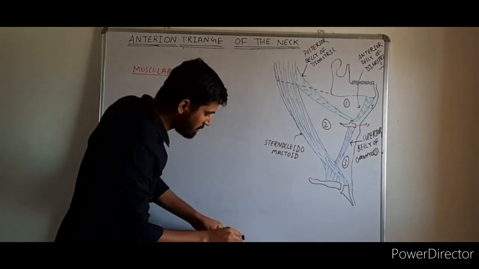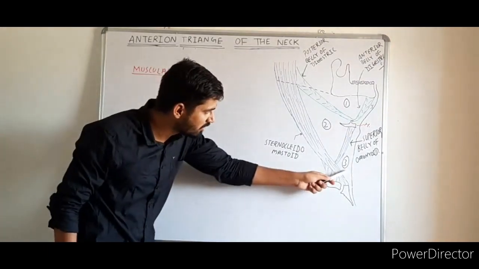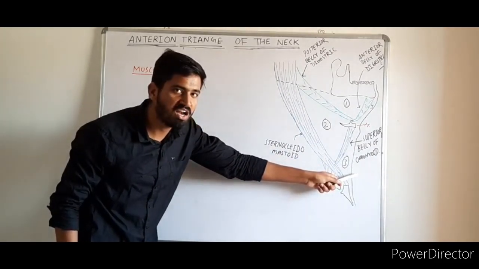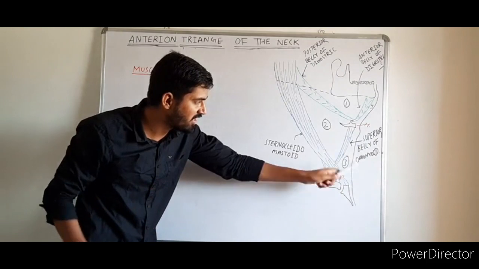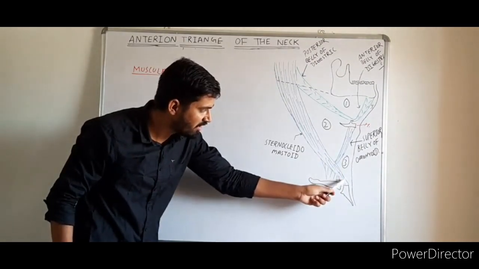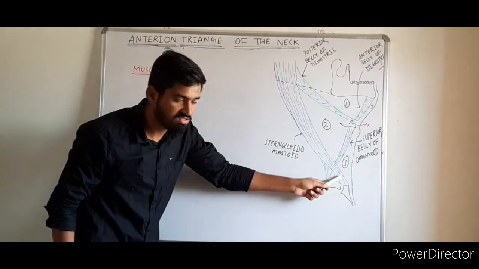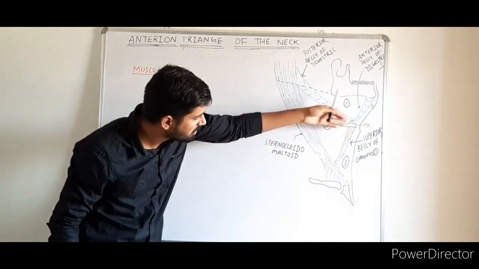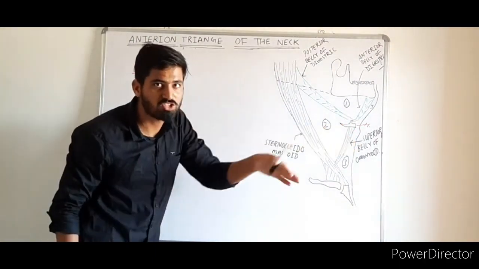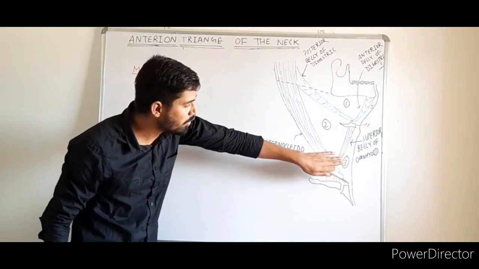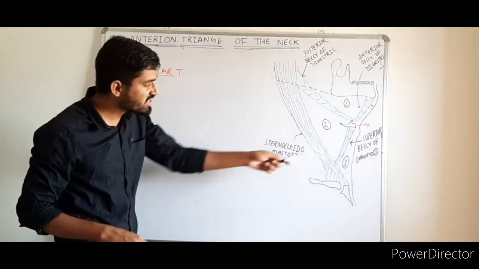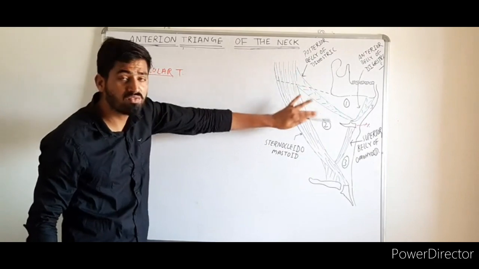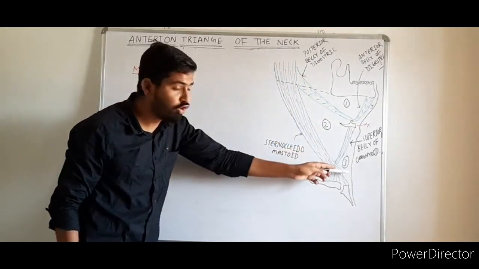What is the boundary of the muscular triangle? I am explaining from here only. Anteriorly, it is bounded by the anterior median line of the neck. Posteriorly, by the sternocleidomastoid muscle, which is the superficial muscle. Anterosuperiorly, by the superior belly of the omohyoid. That's all, this is the boundary. The roof is formed by the investing layer of the deep cervical fascia. Every roof is formed by the investing layer of the deep fascia. Floor, I already told you.